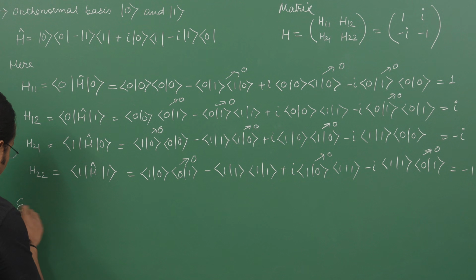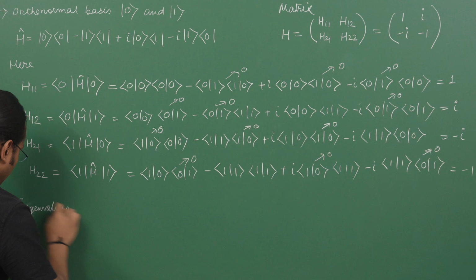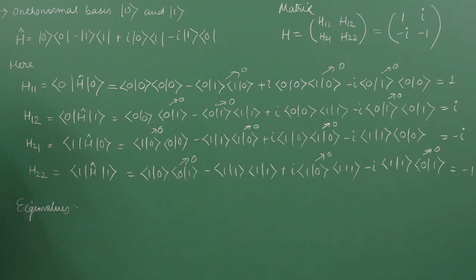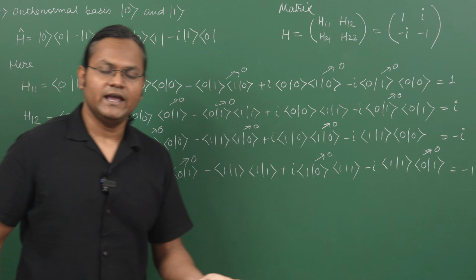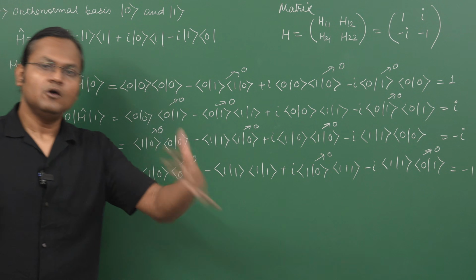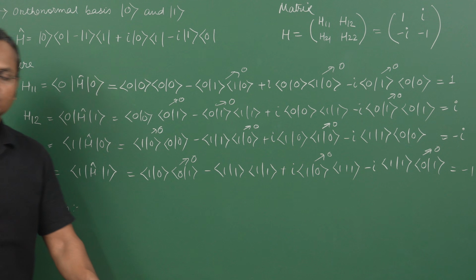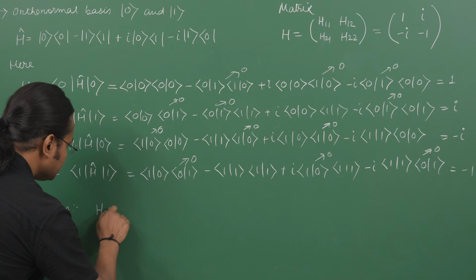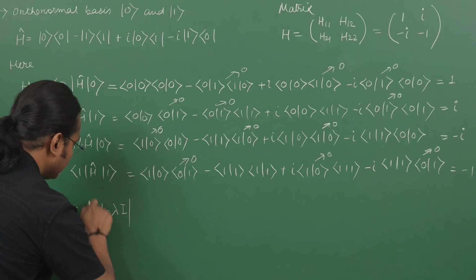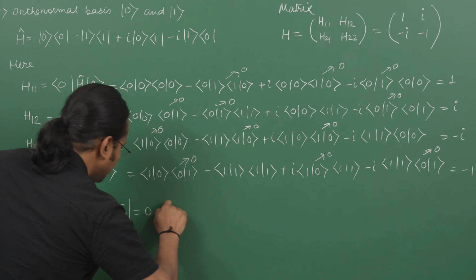And the way to find eigenvalues is the same way you find eigenvalues of matrices. If you are familiar with matrices, the way you find eigenvalues of a matrix is you write down the characteristic equation, take the determinant equal to 0, and the roots will give you the eigenvalues for that matrix. So if I take the Hamiltonian matrix minus lambda I, the characteristic equation, determinant equal to 0, that should give us the result.